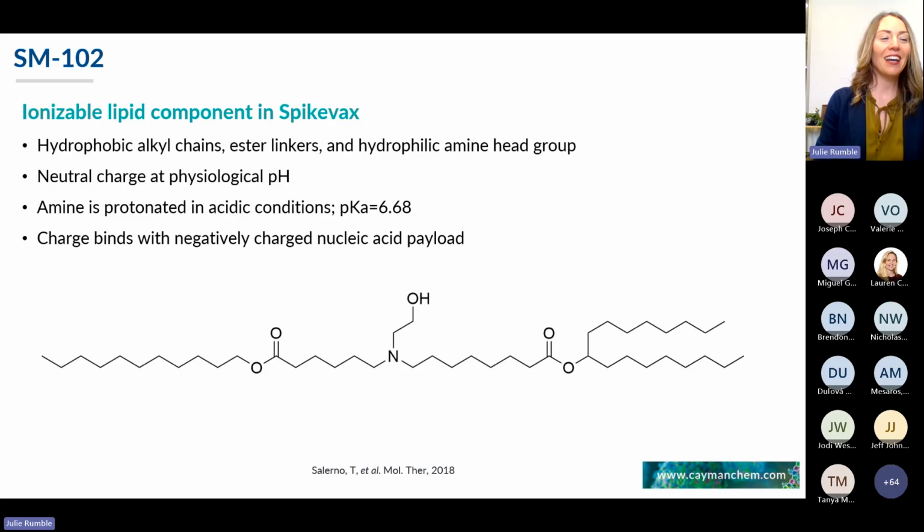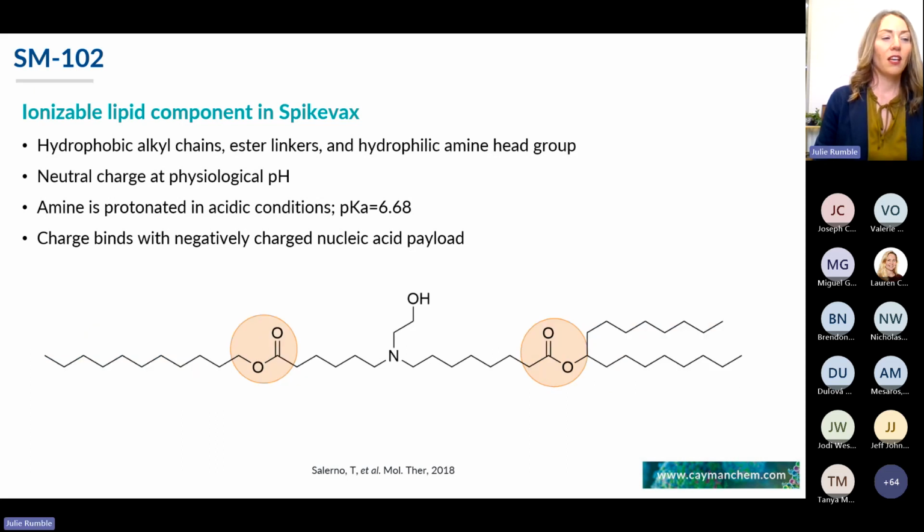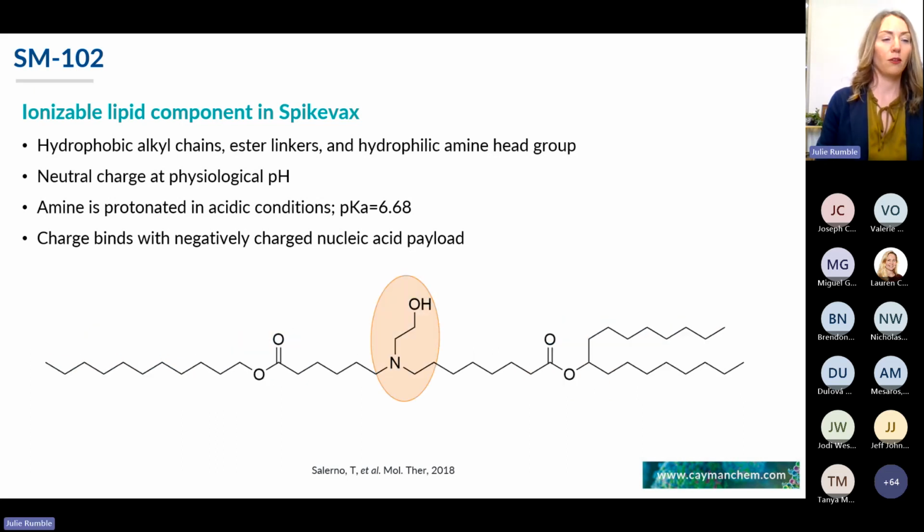SM-102 is the ionizable lipid component used in the formulation of Spikevax, the COVID-19 vaccine developed by Moderna, and will be used in a study Julie will present on as well. Its structure consists of hydrophobic alkyl chains, ester linkers, and a hydrophilic amine head group.